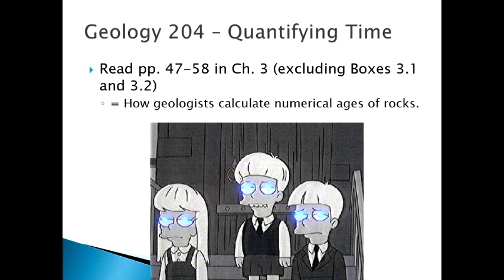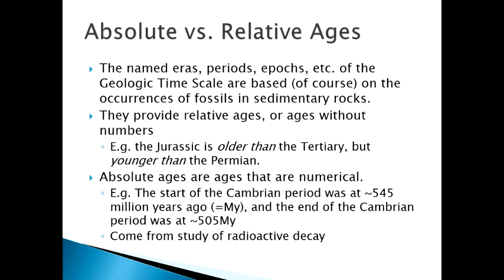And just to refresh your memory, there are things called relative ages, which is where we got the time scale. That is just saying that something is older than or younger than something else. So we use those terms that we talked about for the time scale. The Jurassic is older than the Tertiary, but it is younger than the Permian.